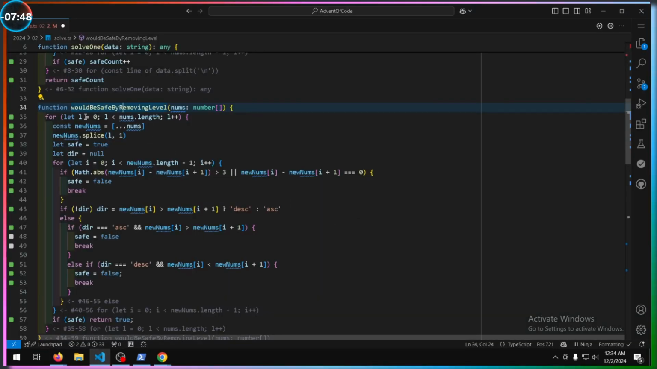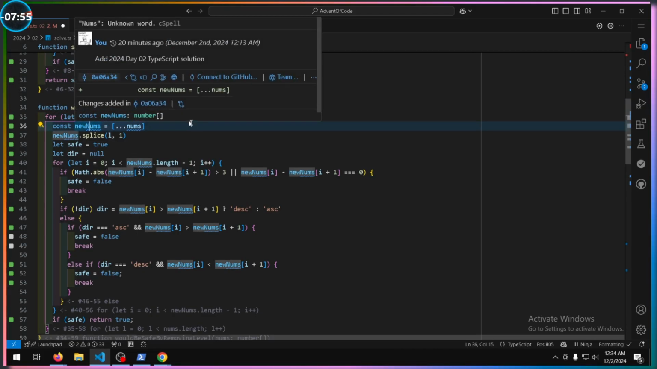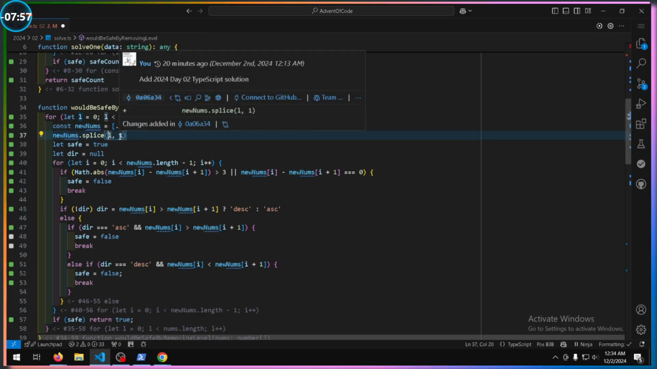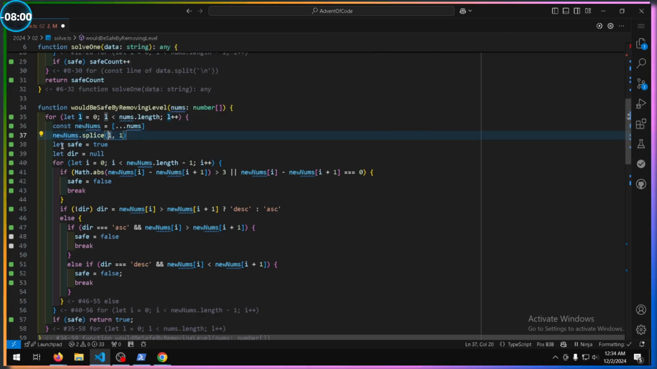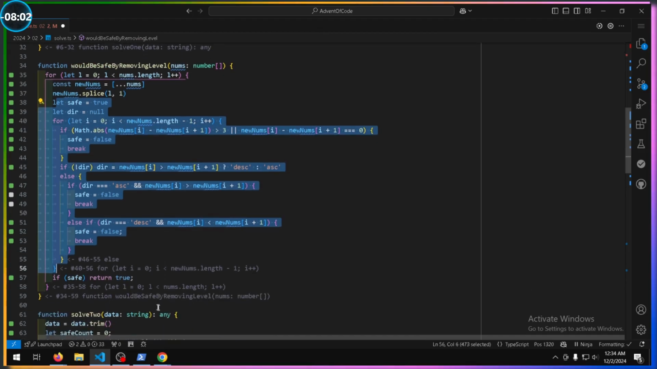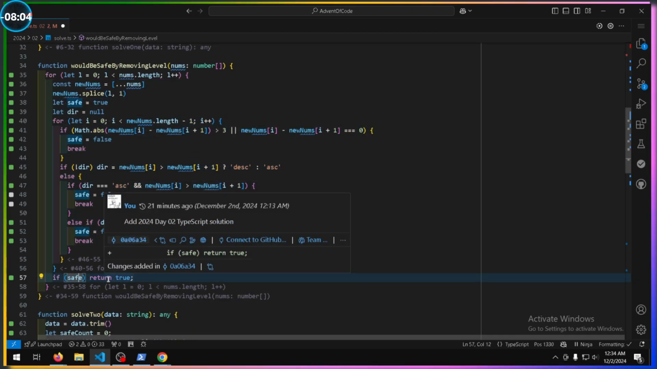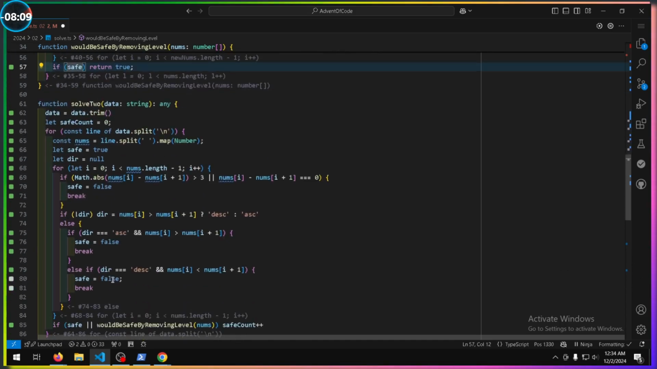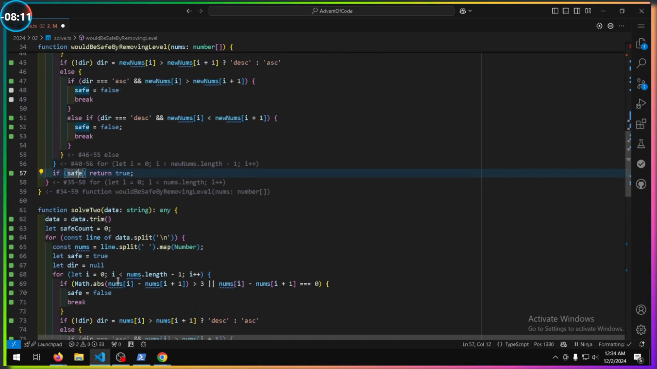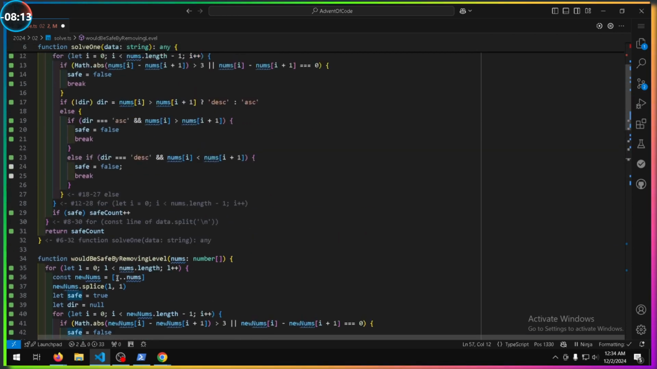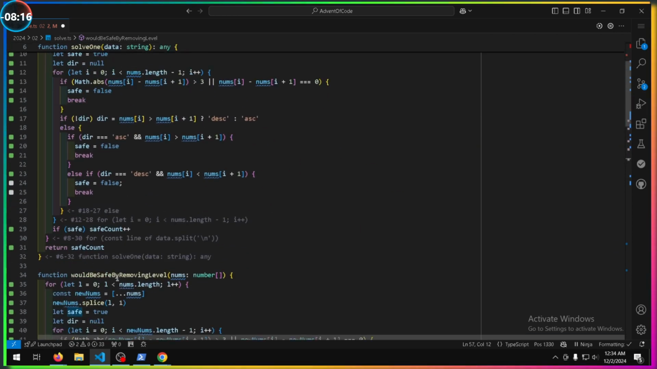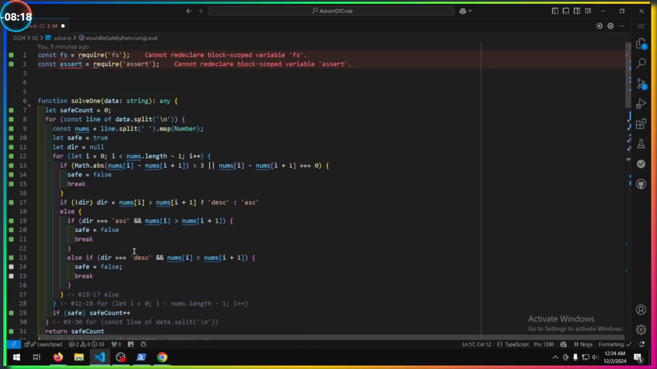And we do that by determining which level to remove by just picking one. We're doing it iteratively, generating a new report, removing that one number with the old splice method, and then doing the exact same code from before. If it's safe, saying, hey, we found one. We found a way to make it safe. So yeah, that's how my code does this. Lots of room for improvements, which we will begin now.